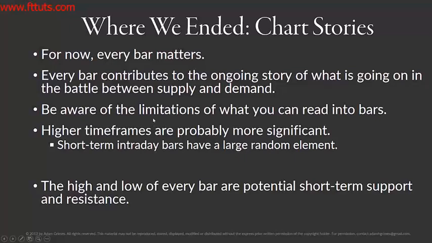And I believe in the previous module that I adequately qualified the limitations of this approach and just how difficult it is to make good use of this chart story information in a look-forward context. We also talked about higher time frames are probably more significant. That's going to become even more important today.